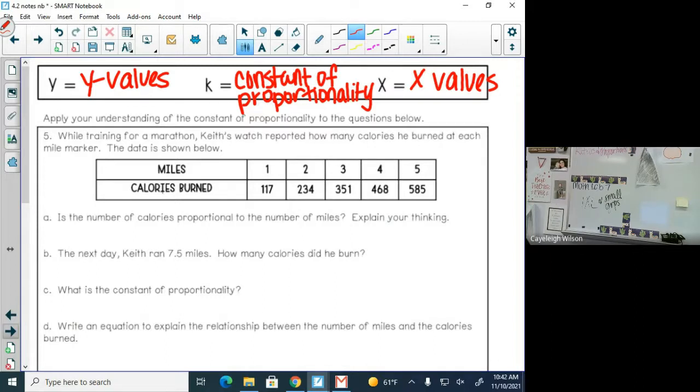Okay, so on number 5, it says apply your understanding of the constant of proportionality to the questions below. While training for a marathon, Keith's watch recorded how many calories he burned at each mile marker. The data is shown below. So this table talks about his miles and his calories burned. Now, here's something that I don't know if you all know or not. In a table like this, where is the X value always? On top. Good, yes. So the X value is always on top, the Y value is always on the bottom. So if you didn't know that, I'd definitely make sure I write that down and star it.